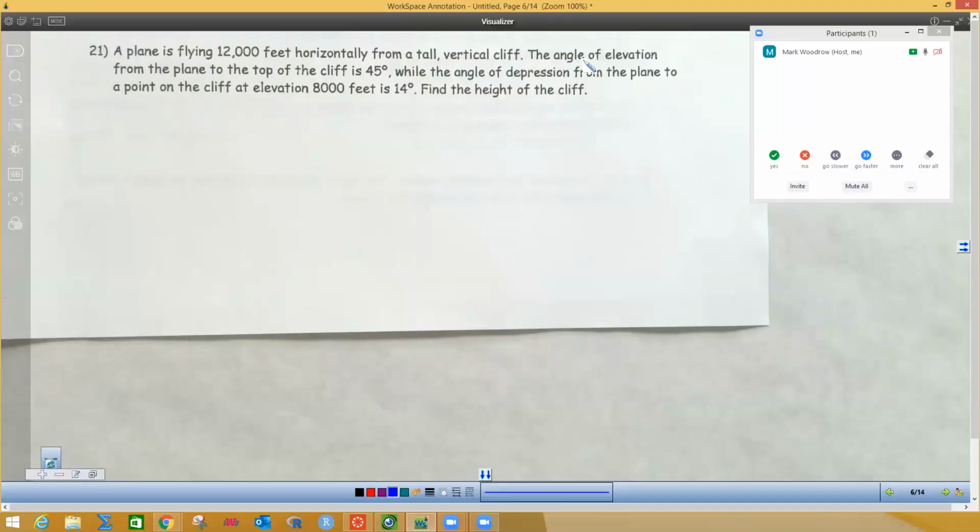All right, so 21 says, a plane is flying 12,000 feet horizontally from a tall vertical cliff. I'm going to put a dot right there and call that a P. There's my plane. Then it says it's flying 12,000 feet horizontally from a tall vertical cliff. So over here somewhere, I'm going to say the plane's going this way. Here's my cliff. Okay, this is my cliff over here.